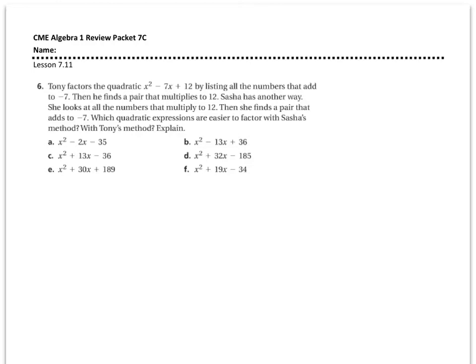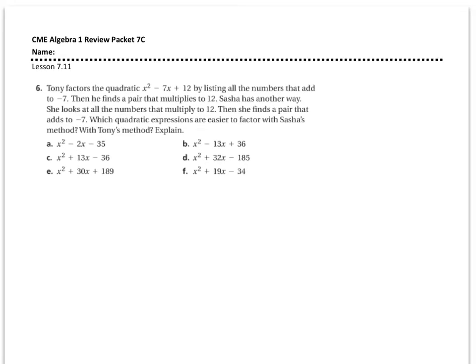Explain. So sometimes it's easier to find the list of multiplication. Tony looked at the sum first, so he made a list of the numbers that you can get negative 7. For example, 0 and negative 7, negative 1 and negative 6, negative 2 and negative 5, and so on and so forth. And you can go 1 and negative 8, and so on.